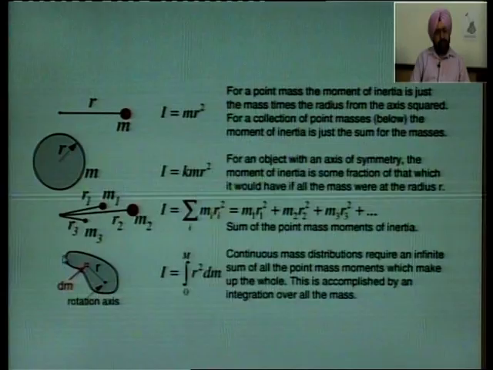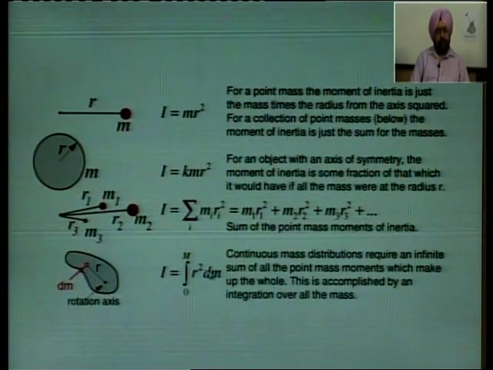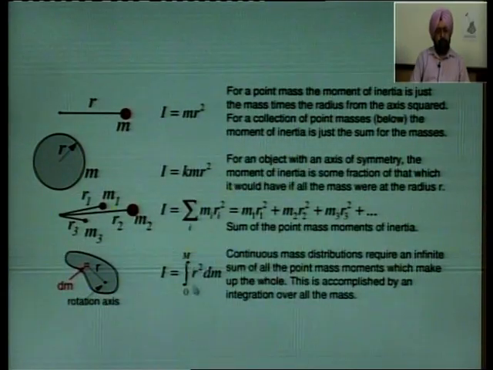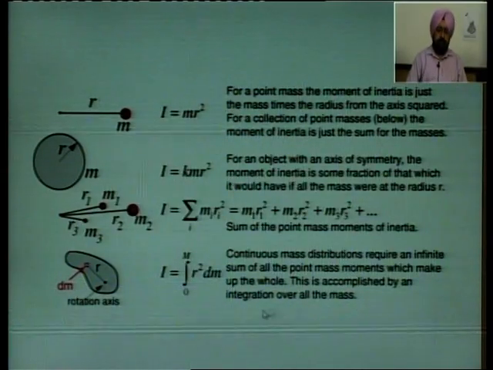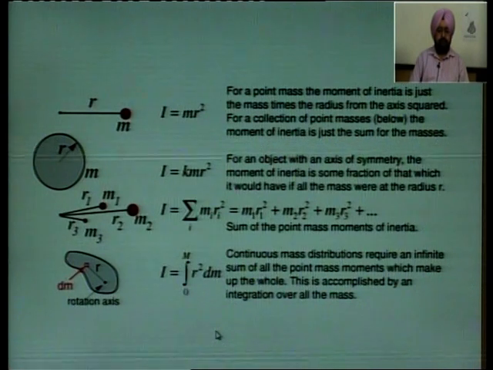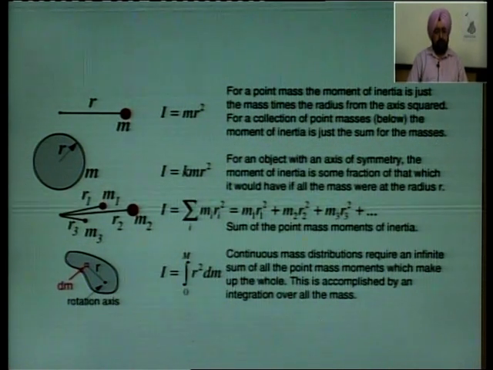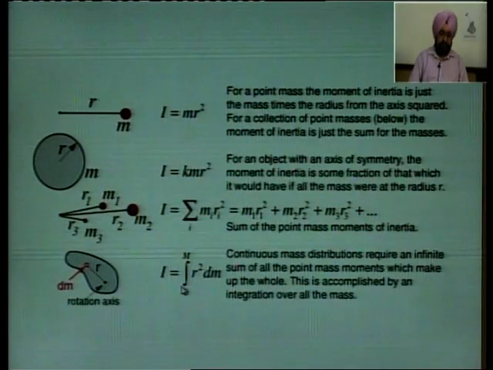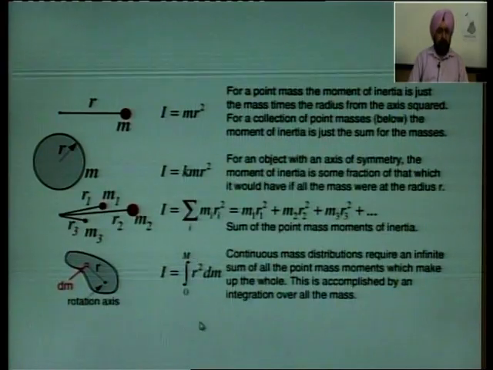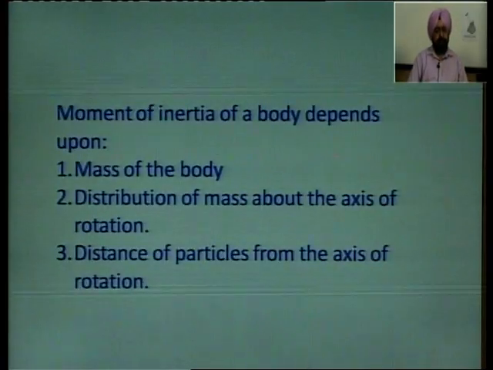But if you have a plane lamina like this, then we go in for the integral portion. Continuous mass distributions require an infinite sum of all the point mass moments which make up the whole. How do you do it? You do it by using mathematical integration over all the masses.